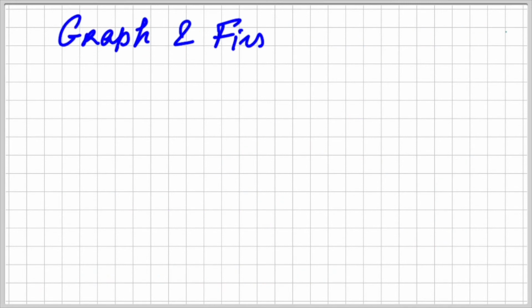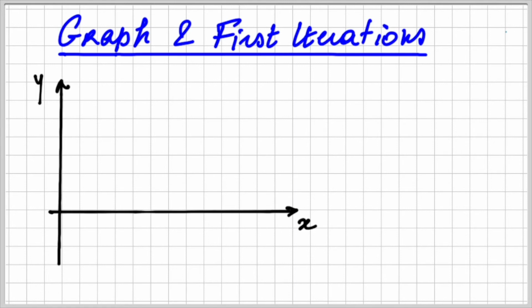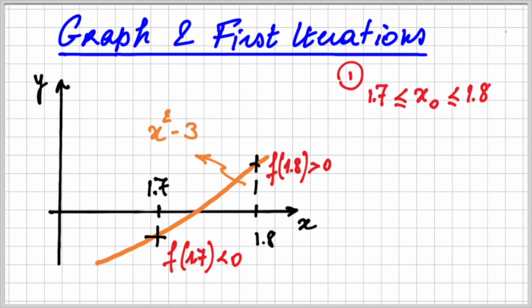Now let's have a look at the graph, and we see how we do the first iterations. This is the x and y graph, and this is the graph of x squared minus 3. And when we put there 1.7 and 1.8, we see that f of 1.7 is negative, and f of 1.8 is positive. Now we basically know that the value x is between 1.7 and 1.8. Based on this, we can calculate x1, the first iteration, which is 1.7 plus 1.8 divided by 2, which is equal to 1.75.